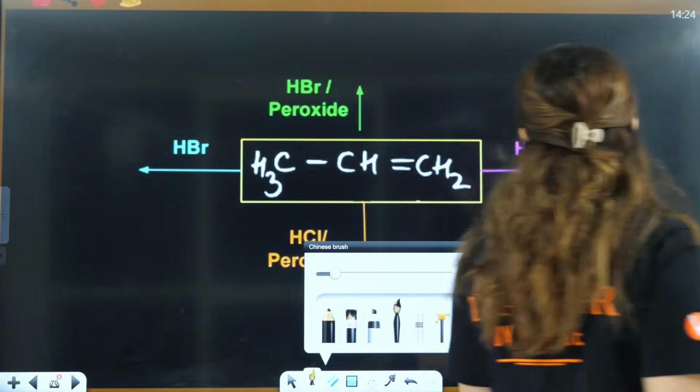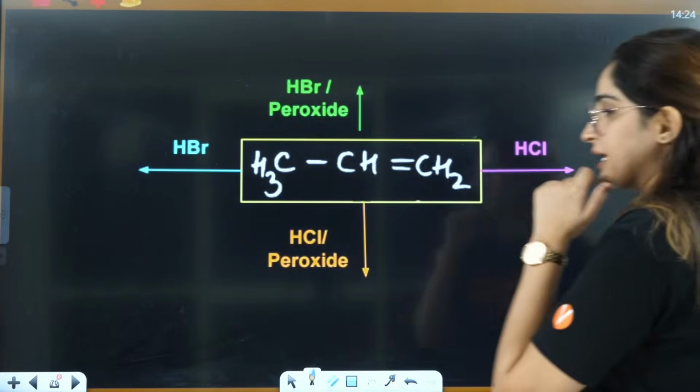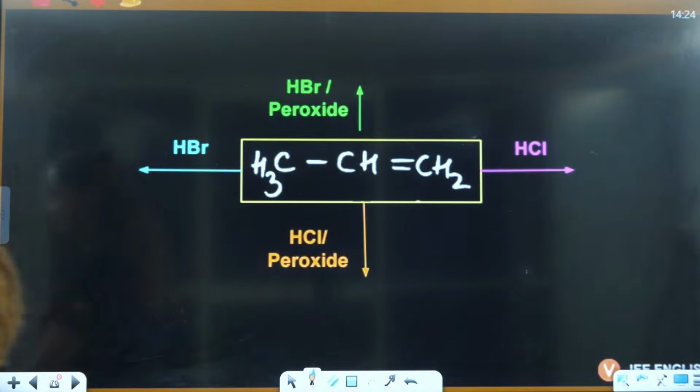Let's see this particular reaction here. Yes, everybody, ready for this one? Tell me about it.